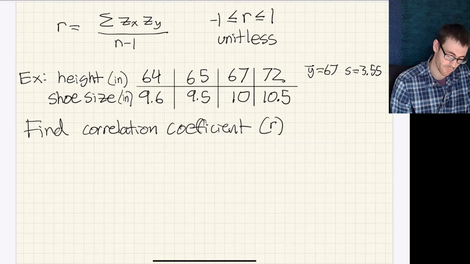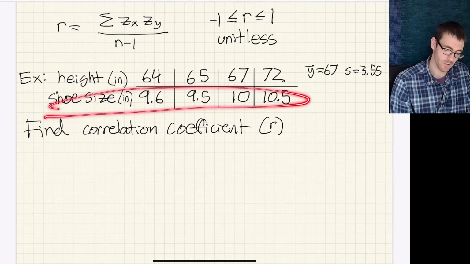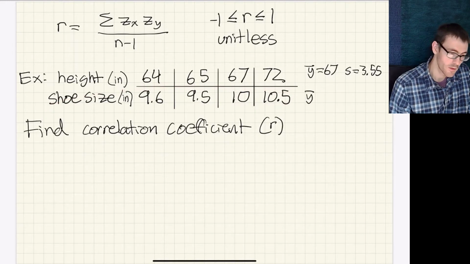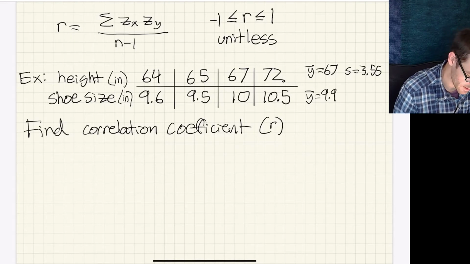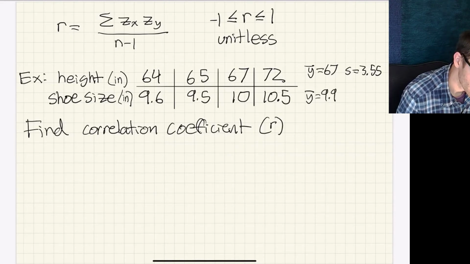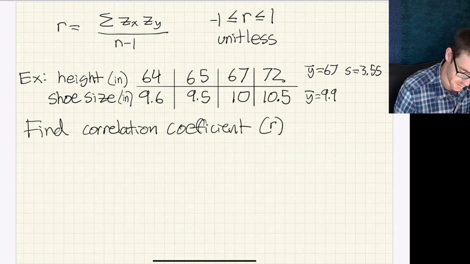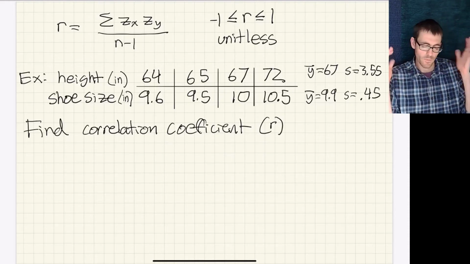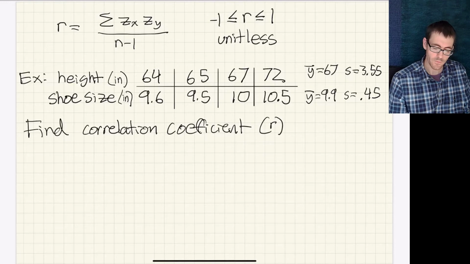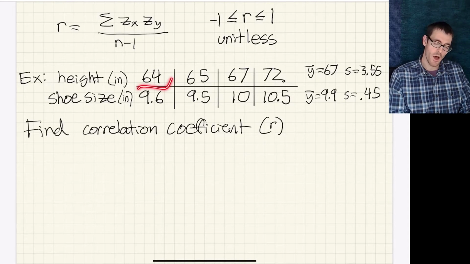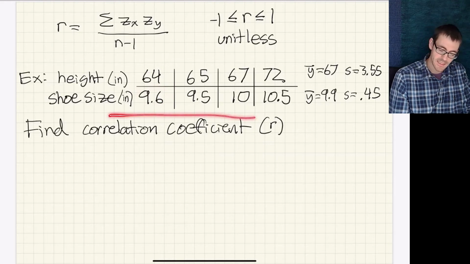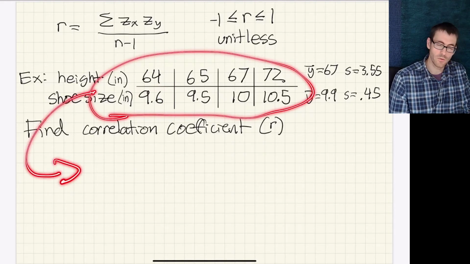So we can do the same thing for the shoe size distribution, where we might find that the mean, the average shoe size or shoe length, is 9.9, whereas the standard deviation is 0.45. Great. So now that we have this information, we can ask, how many standard deviations above or below the mean are each of these points? In other words, we can take this data set and convert it into z-scores.